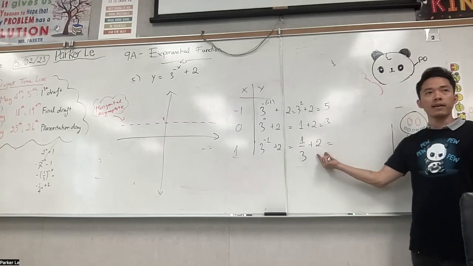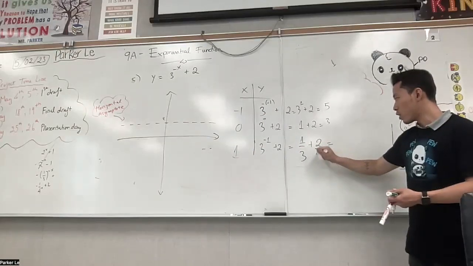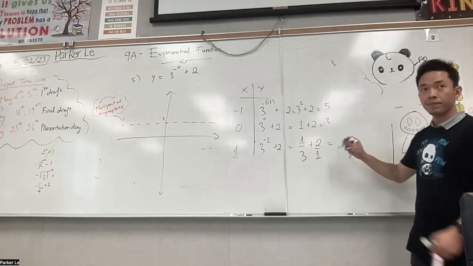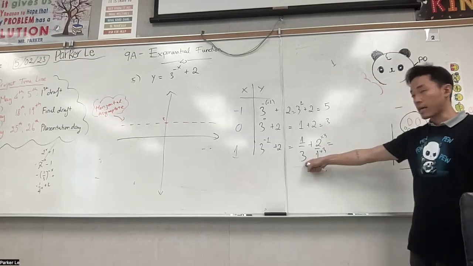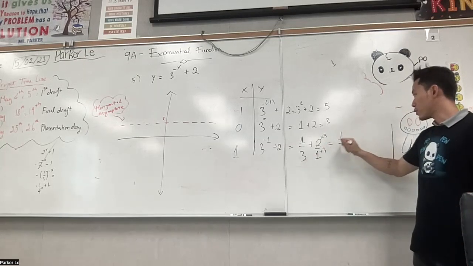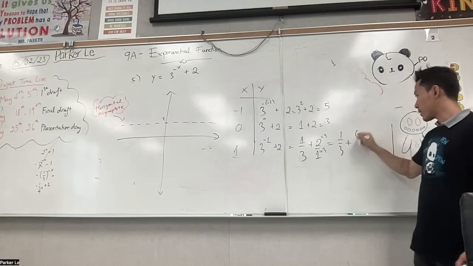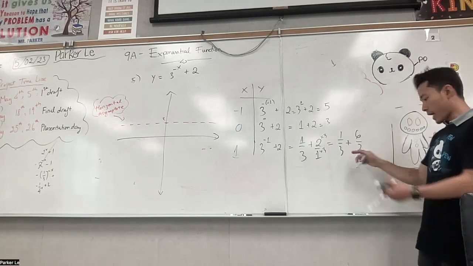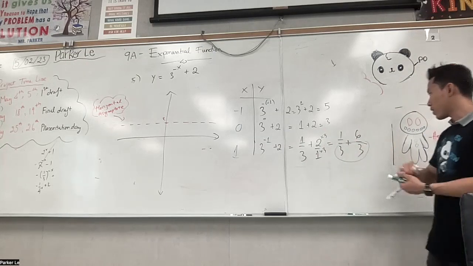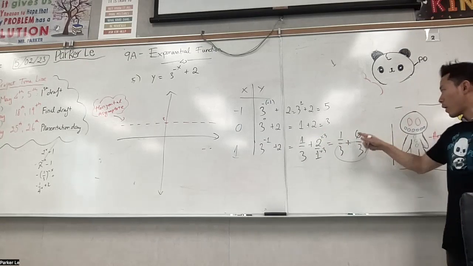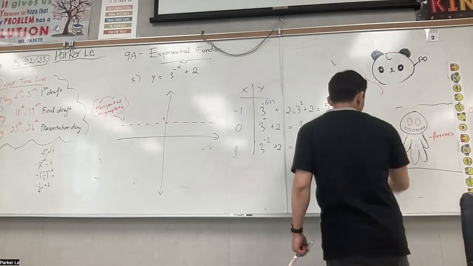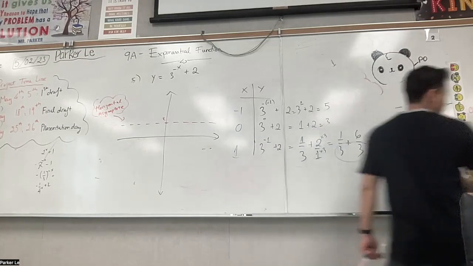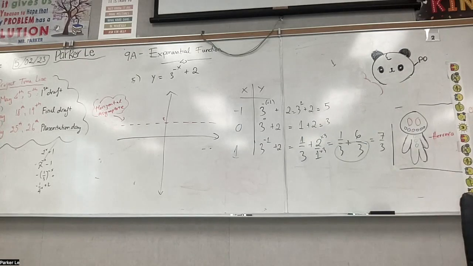So for those who want to review adding fractions, if you want to add fractions, you need to have the same denominator. So 2 means 2/1. How can I make them the same? Times 3, right? So 1/3 plus 2 times 3 is 6, 1 times 3 is 3. Now they have the same denominator, good to go. Now take care of the top. 1 plus 6 is 7/3.